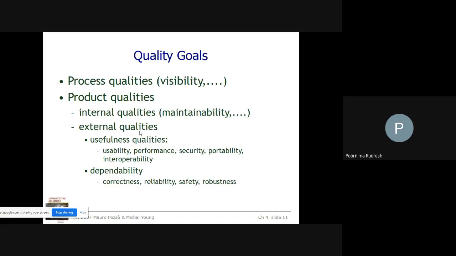For the internal qualities, we have maintainability, because maintainability primarily affects the development organization and indirectly affects the customer or user also. So it is not visible to the user, but indirectly it affects the user. And this is a very important factor, the primary factor that affects product development.